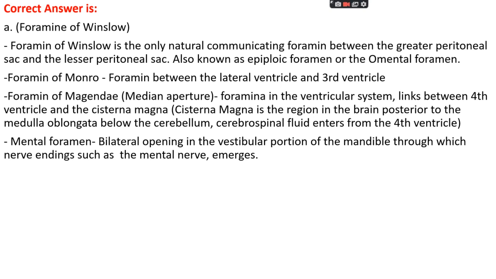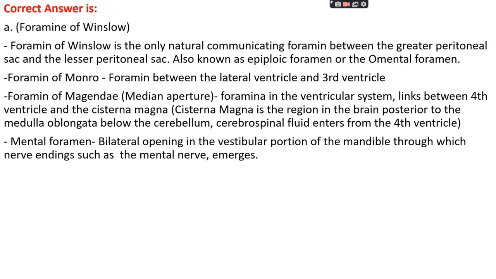Okay, and the foramen of Magendie, that is also known as the median aperture, is a foramen which is present in the ventricular system, and it's a link between the fourth ventricle and the cisterna magna. Cisterna magna is a region located in the brain, posterior to the medulla oblongata and below the cerebellum. And the cerebrospinal fluid enters the cisterna magna from the fourth ventricle.